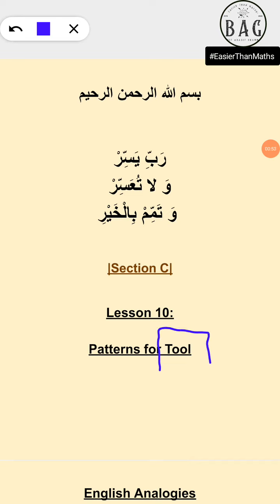Now, first things first, what exactly is a tool? By the way, this is called Ism Aala in Arabic. Okay, Aala. Aala is a tool. Alright, so what exactly is a tool? A tool is any object that helps us accomplish a task. Okay, or any instrument or any tool, any object that helps us accomplish a task, that's a tool.